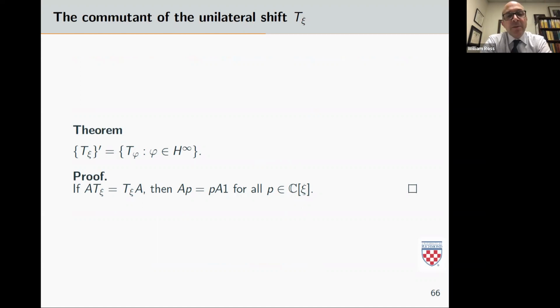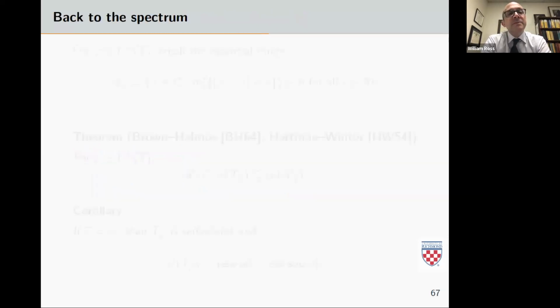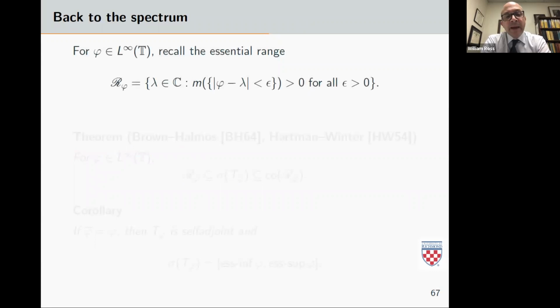And I've given you a little bit of the outline of the proof. Right, if A is in the commutant, A is going to take a polynomial P to P times A of 1, and you can make an argument that A of F is F times A of 1 for any F in H2. Let's go back to the spectrum here. There's the essential range.